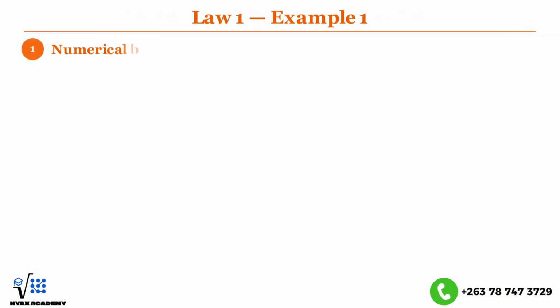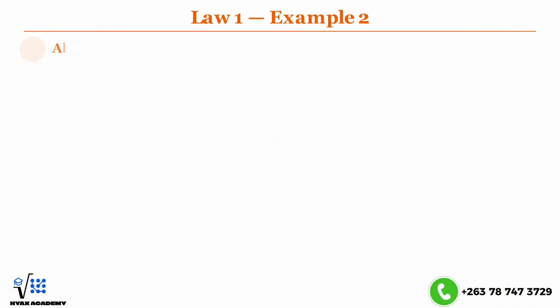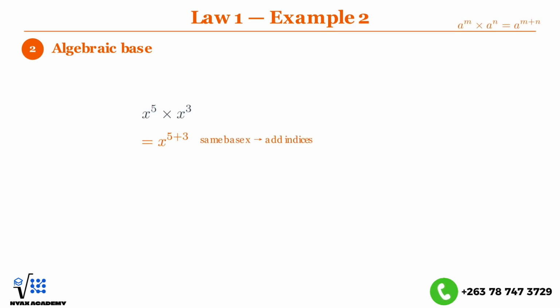For the first example, takapiwa 2 to the power of 4 times 2 cubed. Tine same base ra 2, so we say 2 to the power of 4 plus 3 towana 2 to the power of 7. For our second example of law 1, we are given an algebraic base of x to the power of 5 times x cubed. Again, tinoedama indices edu towana x to the power of 8.